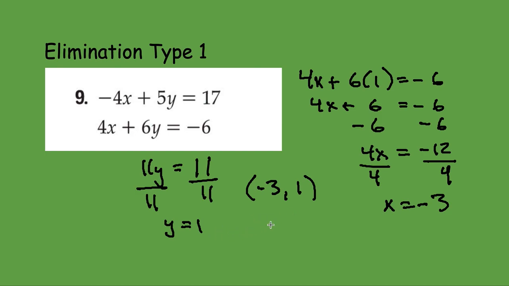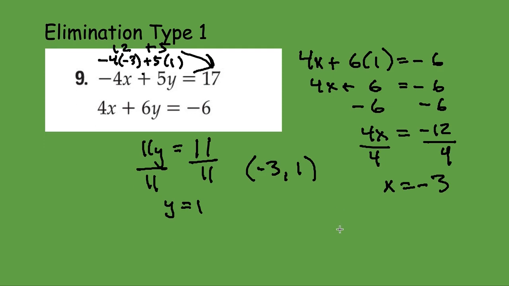Now, because I have that, I'm going to plug this into the top equation and just make sure it works. So I'm going to have -4 times -3 plus 5 times 1. Let's figure out what that is. So you get 12, because negative times negative turns into a positive, plus 5. And 12 plus 5 is 17. So this looks good. I'm happy with this. All right, let's look at another type.